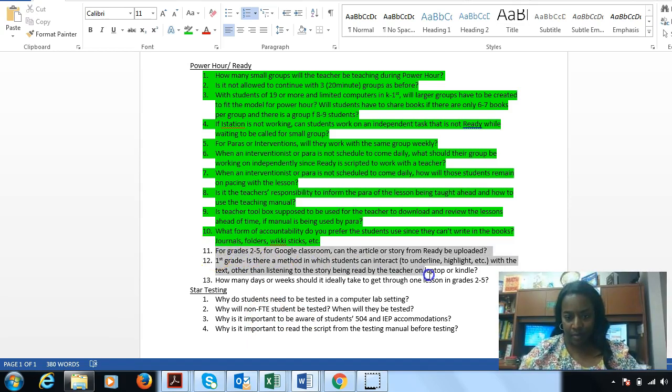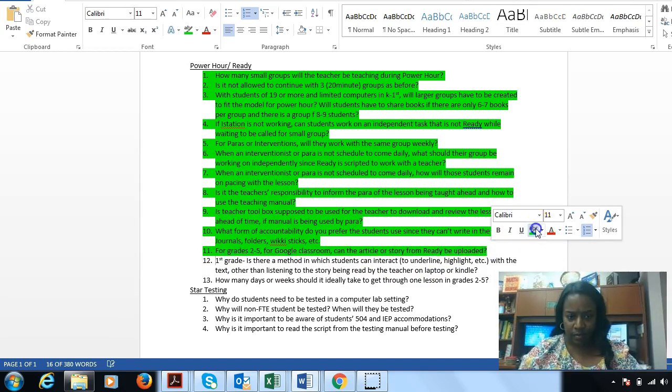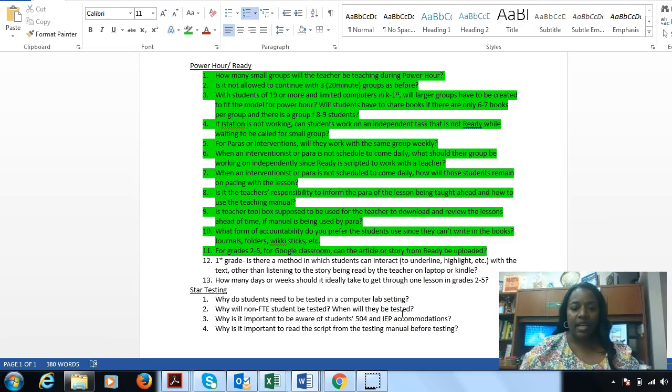Question 11 says, for grades 2 through 5 for Google Classrooms, can the articles or stories from Ready be uploaded? Hey, if you can figure out how to get that going, I'm just going to go on to the next question, number 12. In other words, I'm not saying no, but again, they need to have a written accountability piece.